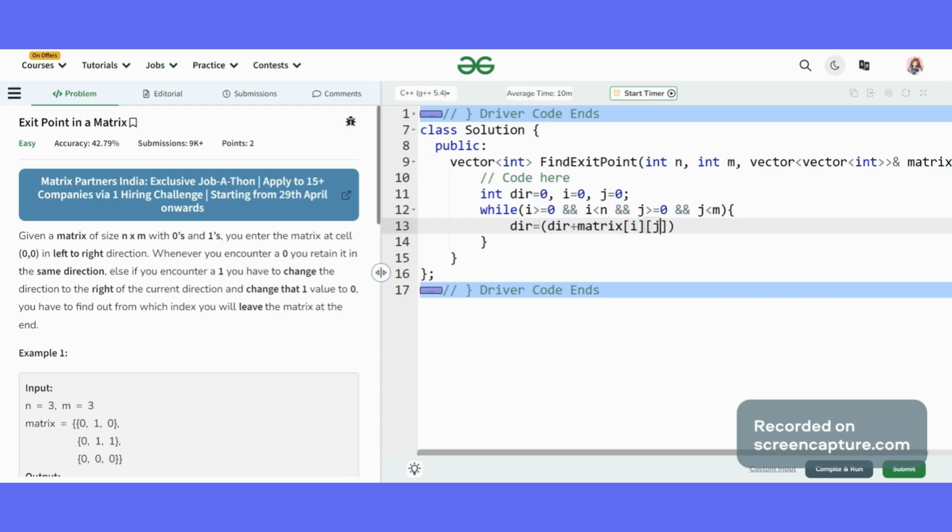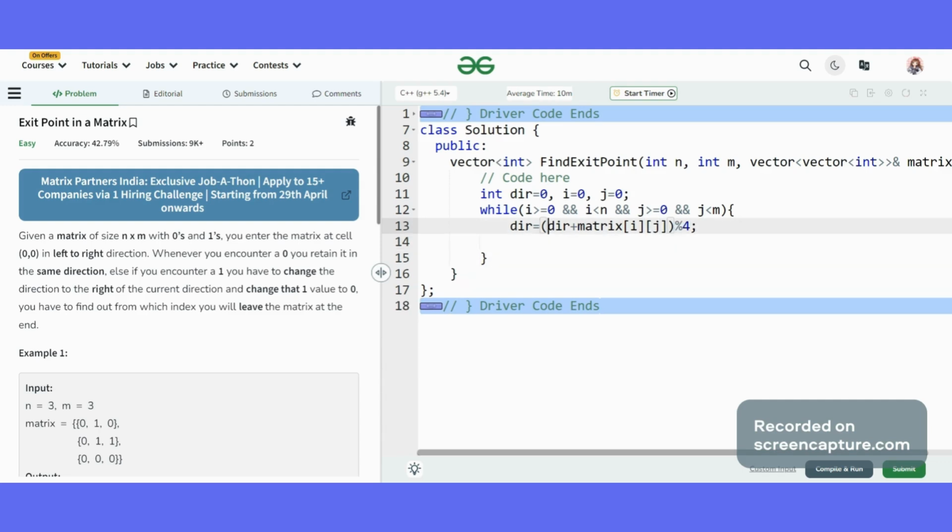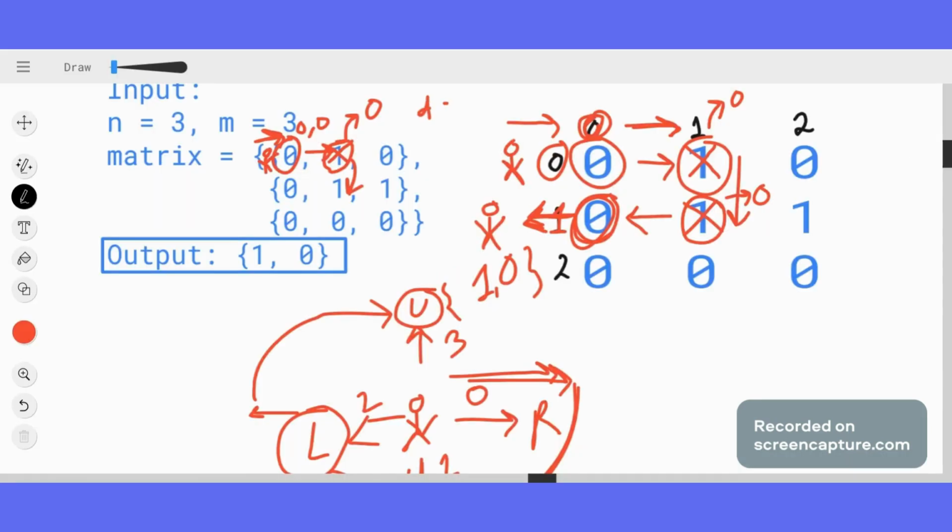Matrix[i][j] percentage 4. So this will update my direction. Let's see how this is updating my direction. My direction is initialized to 0 first. Okay, so now my direction is 0. I have entered through this cell and I am here. So what is the value of this particular element? It is 0. What is 0 plus 0? It is 0. My direction is still 0. I will be moving forward.